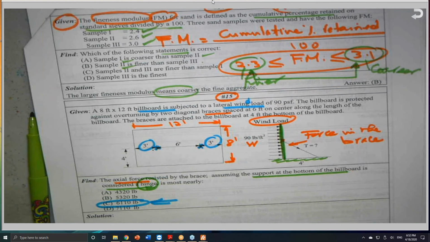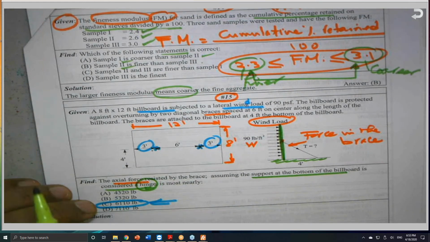And I believe I discussed this in my book somewhere when we talk about mixing concrete. So I need you to be aware of that: the smaller the number, the finer the sand. Okay.